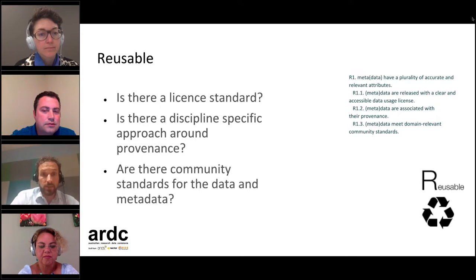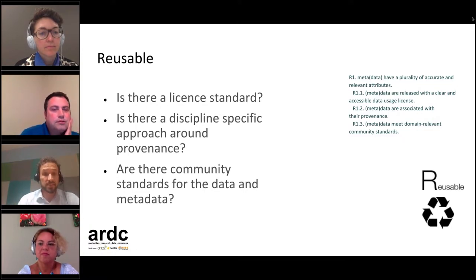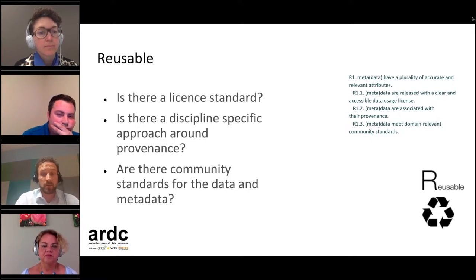The fourth letter, reusable, covers a range of other elements which are useful on top of making data findable, accessible and interoperable, because you need to do that anyway to make it reusable. But on top of that, there are a few other aspects you can also think about. So, around licensing, is there a standard, is there a practice in the discipline around licensing data?